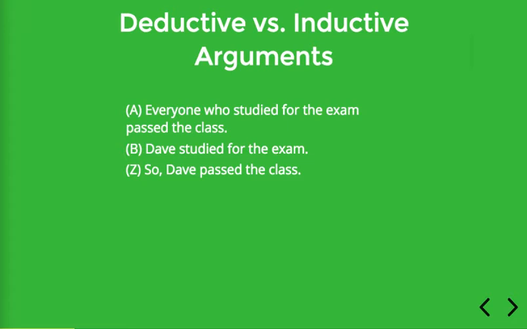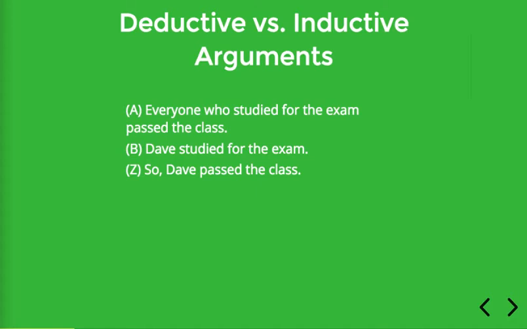Deductive and inductive arguments differ in the kind of support that the premises are supposed to provide for the conclusion. So consider the following argument. Everyone who studied for the exam passed the class. Dave studied for the exam, so Dave passed the class. This is a straightforward example of a deductive argument. Recalling our previous discussion of entailment, a good deductive argument is one where you'd be totally irrational if you accepted the premises but rejected the conclusion. And we can see that that's the case here.